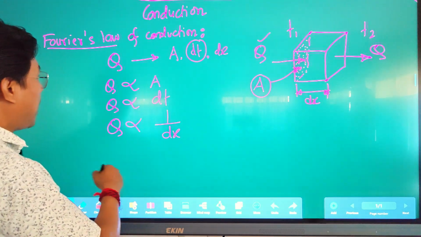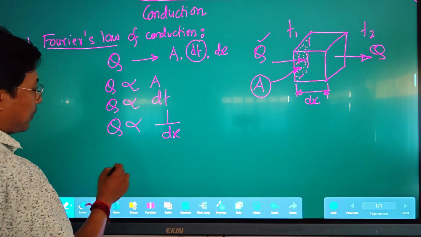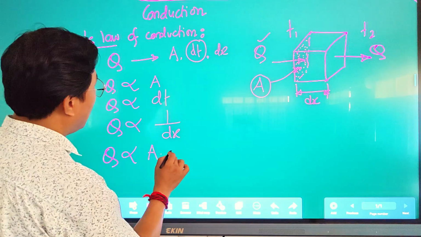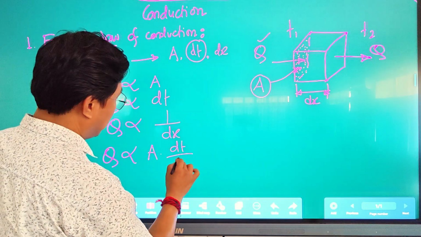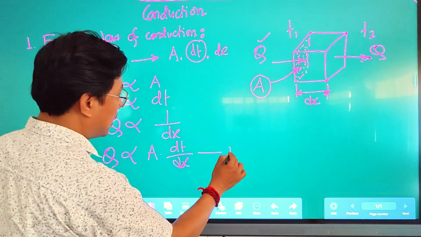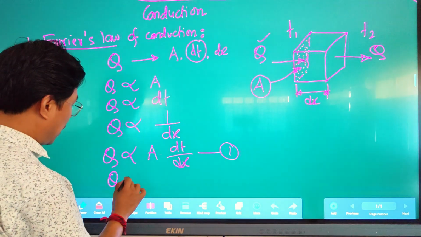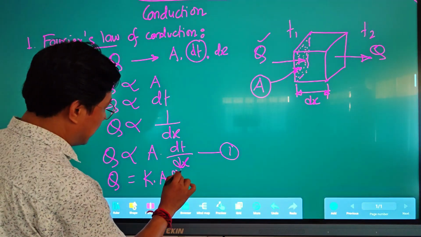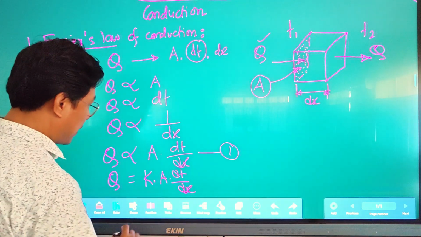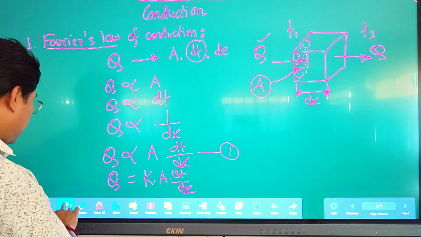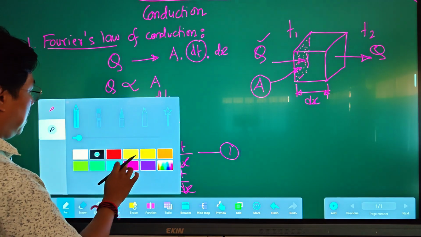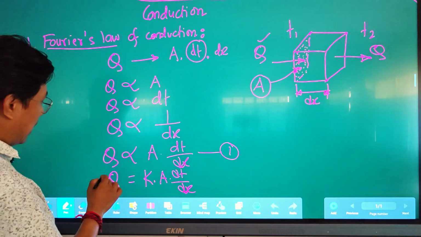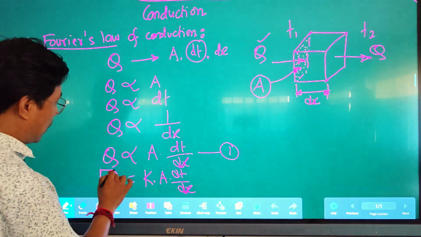Clear? So combining all these relations, we have Q varies with A dot dT divided by dx. This equation will become Q equals to one constant times A dot dT by dx. Okay, so finally we have got the equation.